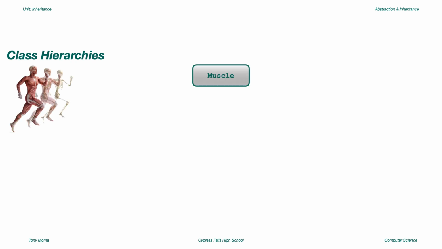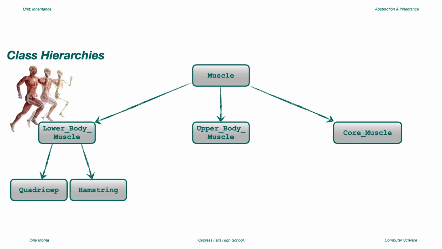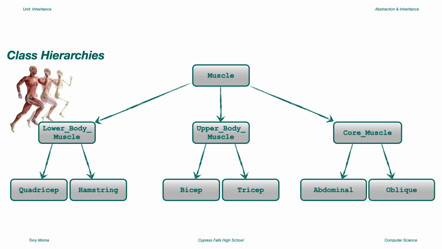As mentioned earlier, a muscle is an example of an abstract concept or abstract entity. From this entity, we can derive more specific entities such as lower body muscle, upper body muscle, core muscle. And then from these entities, we can derive more specific entities such as quadricep and hamstring for the lower body muscle, bicep and tricep for the upper body muscle, abdominal and oblique for the core muscle.